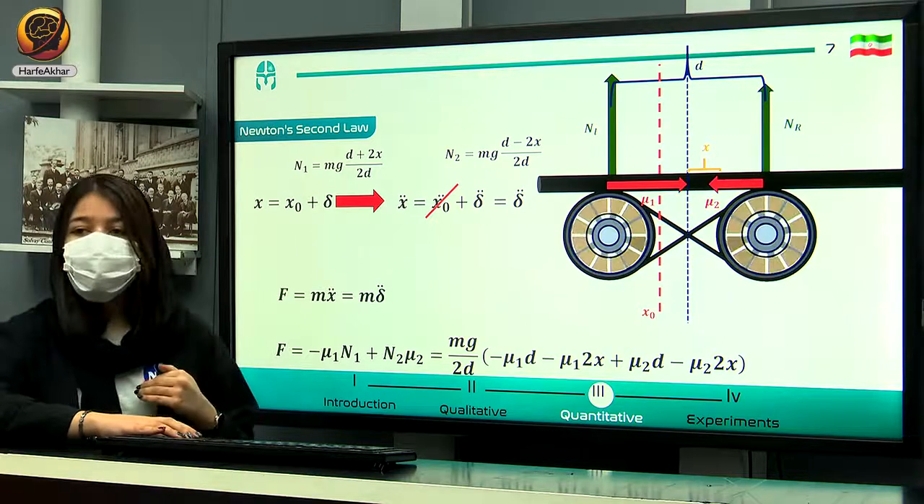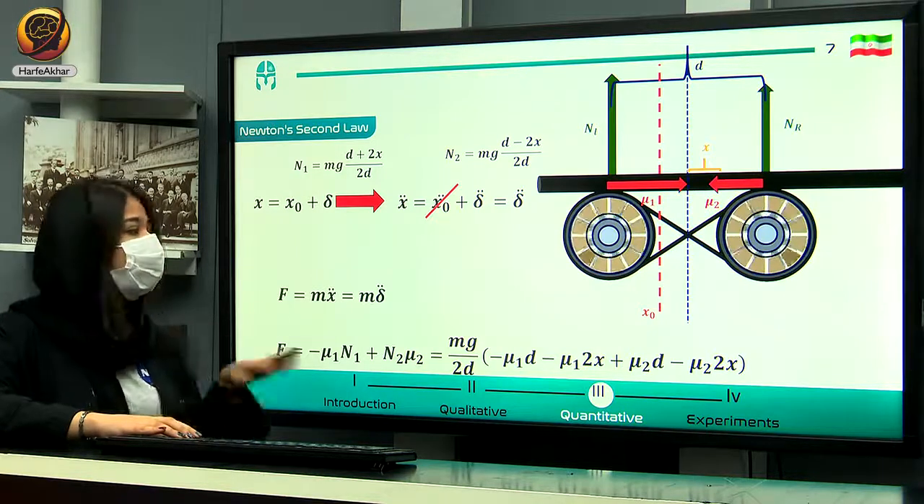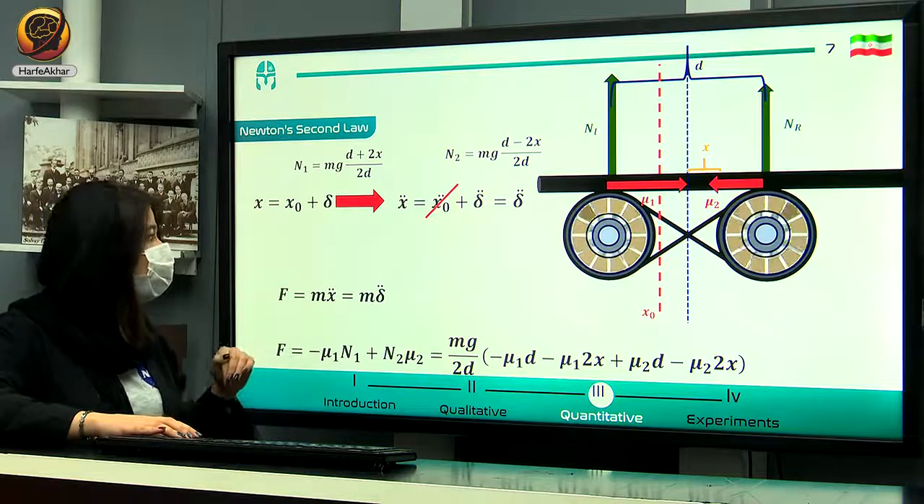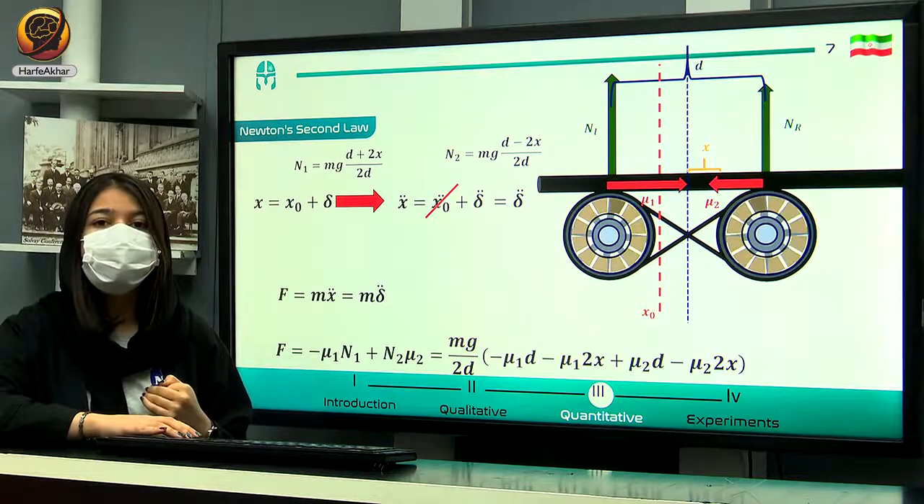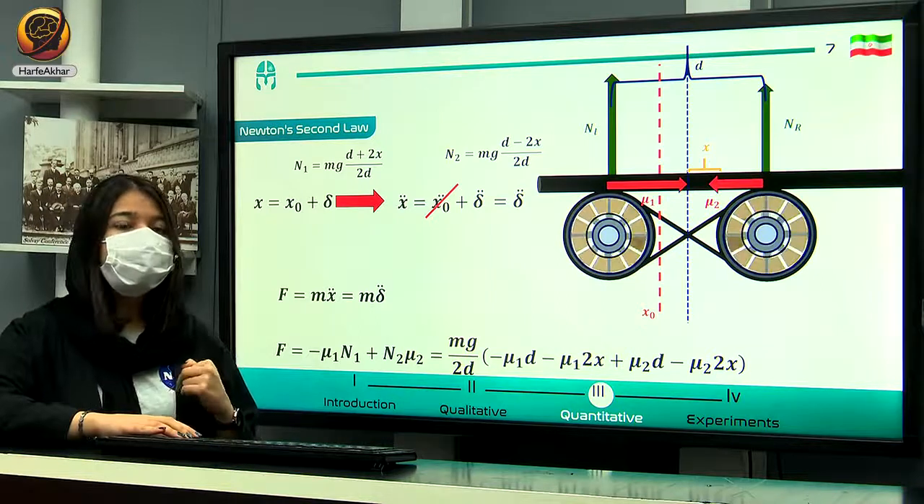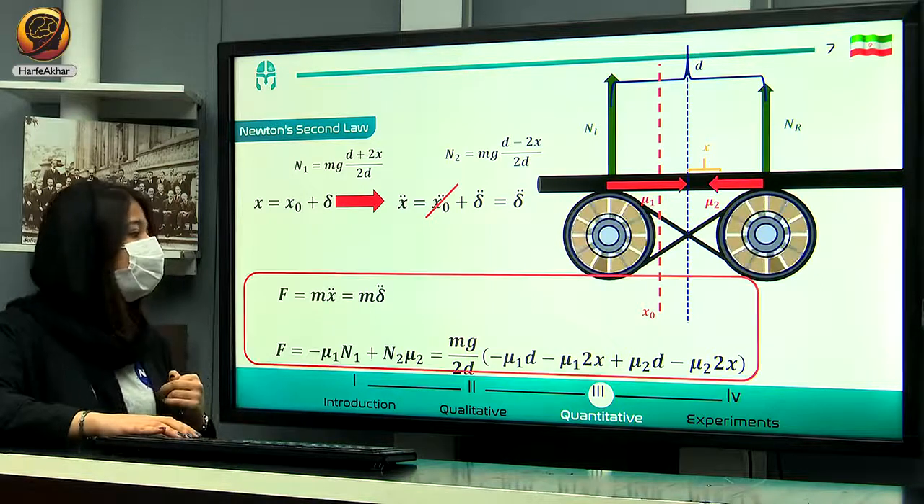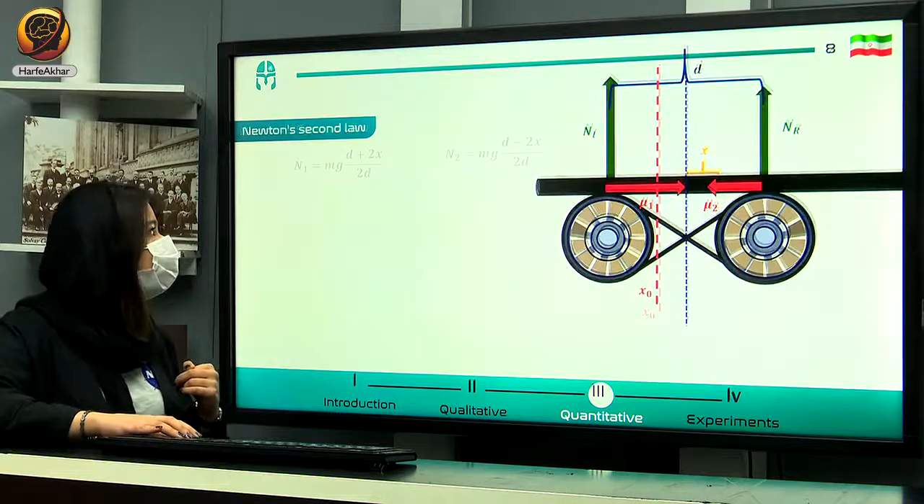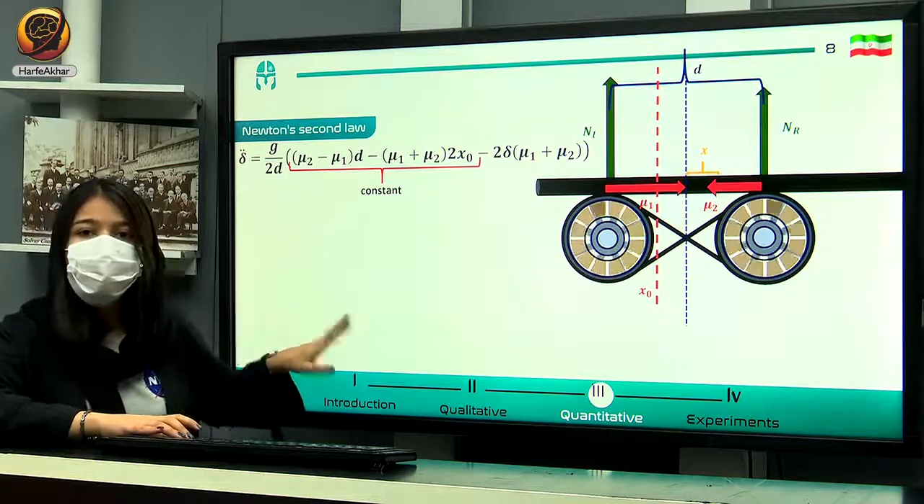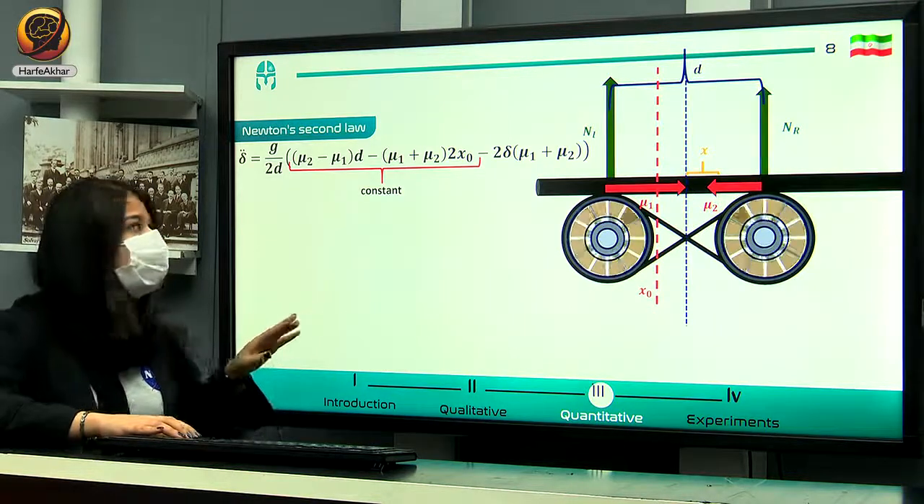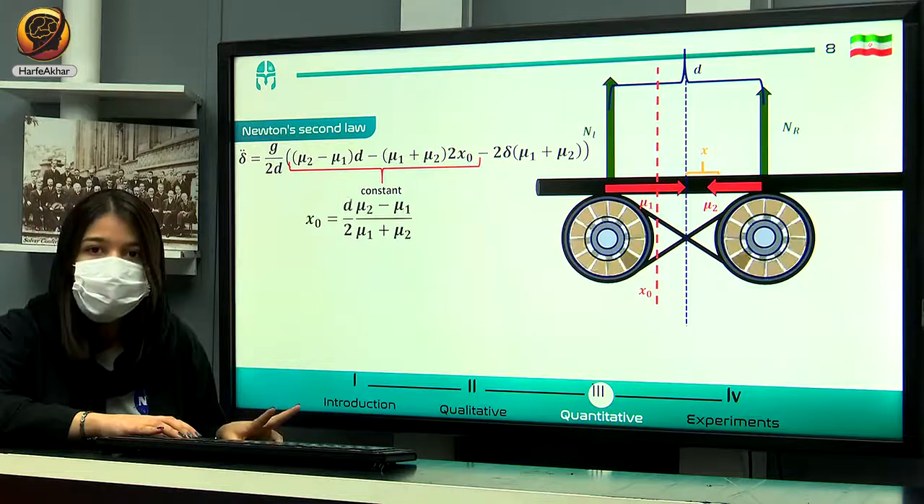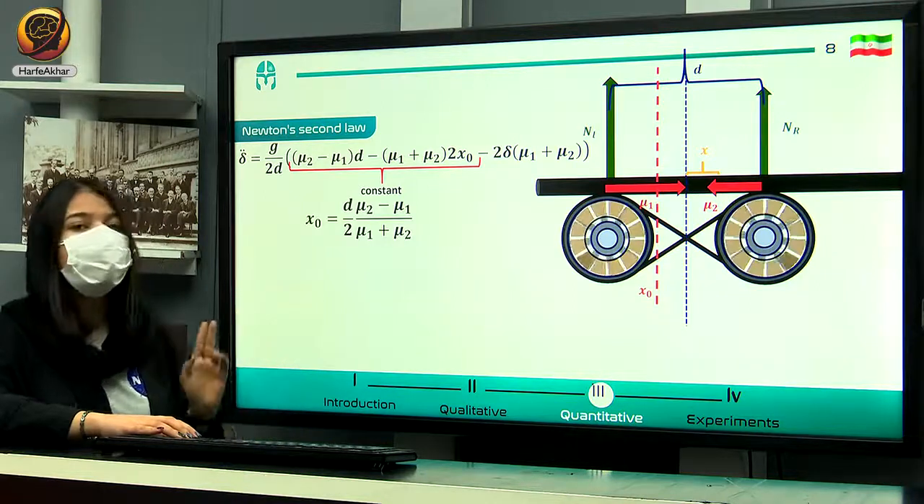So we achieved another formula according to Newton's second law. Then we can put these two formulas equal to each other. But we should put x0 plus delta instead of all of the x's we see in the second equation. If you do that, we will achieve this phrase. So in this part, all variables are constant. So we can put these two parts equal to each other and we will achieve an equation for x0.